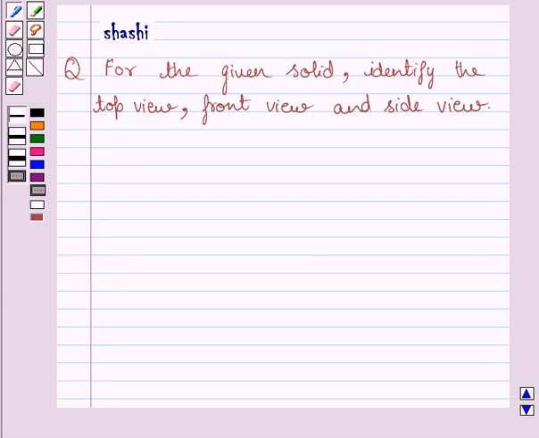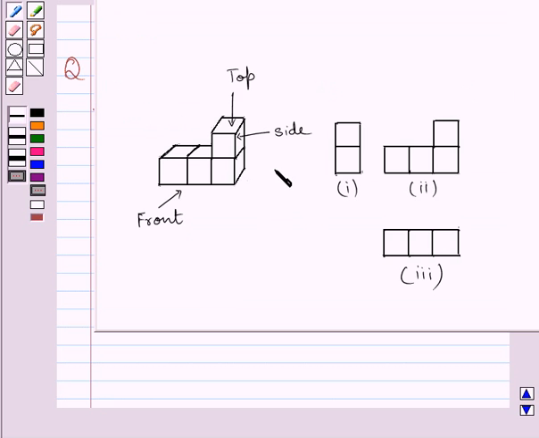Let us discuss the following question. Question says, for the given solid, identify the top view, front view and side view. This is the given solid and these are the given views.